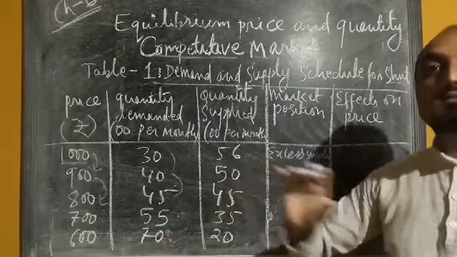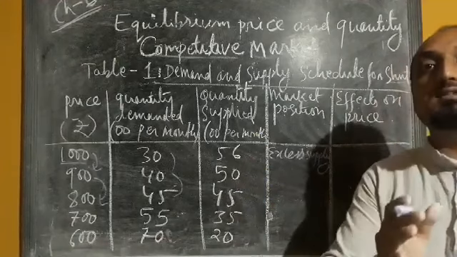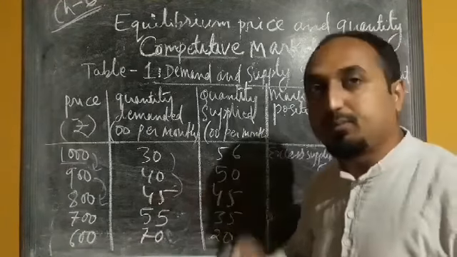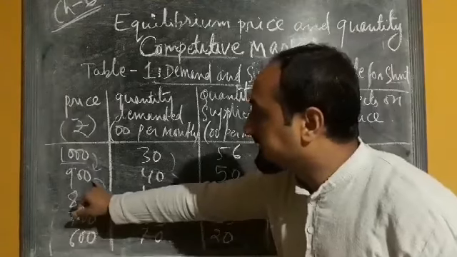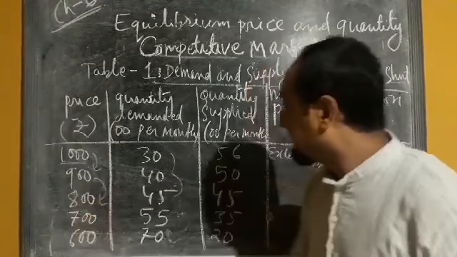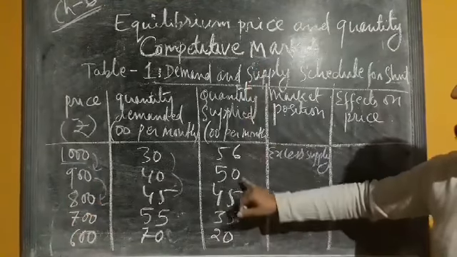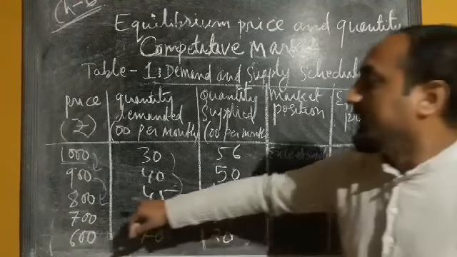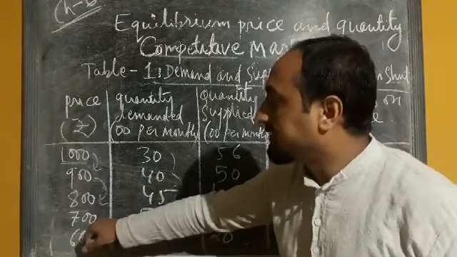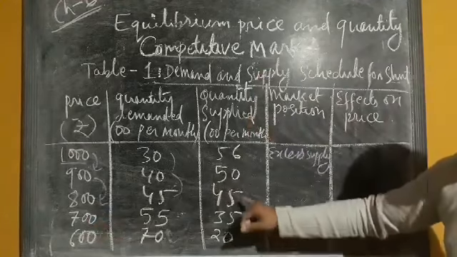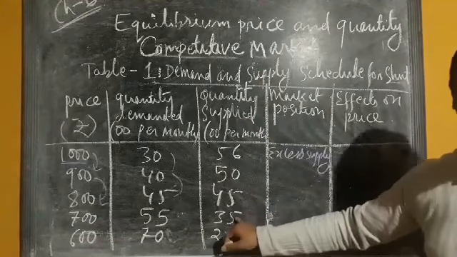It shows that there is a positive relationship, or direct relationship, between the price and quantity supplied. In the same way, when price decreases from 900 to 800, you can see that quantity supplied decreases from 50,000 to 45,000. Again, when price decreases from 800 to 700, quantity supplied decreases from 45 to 35.